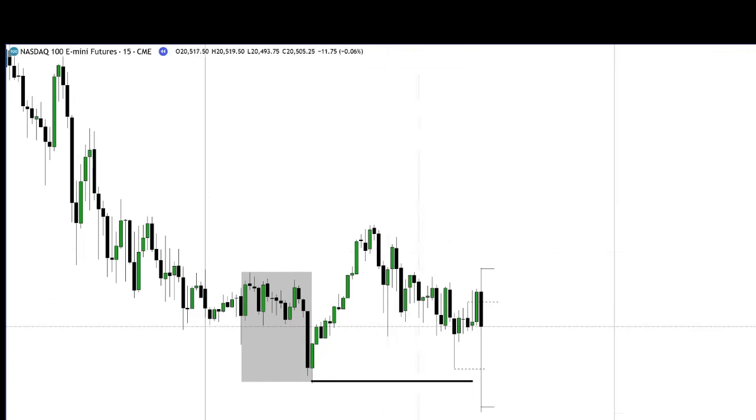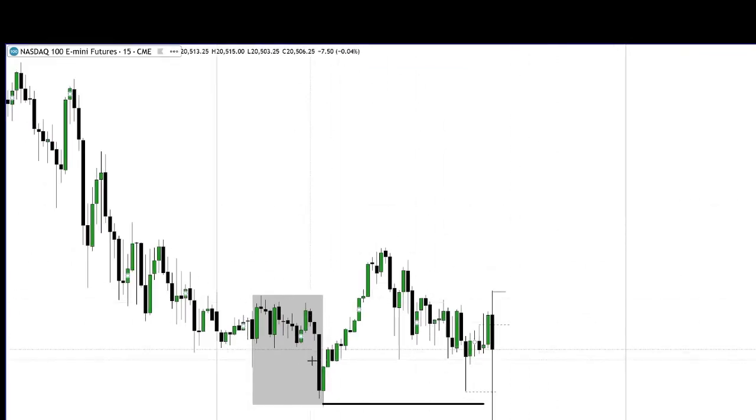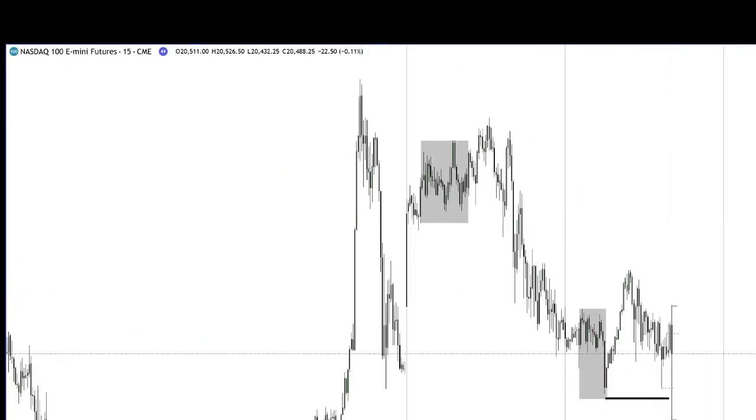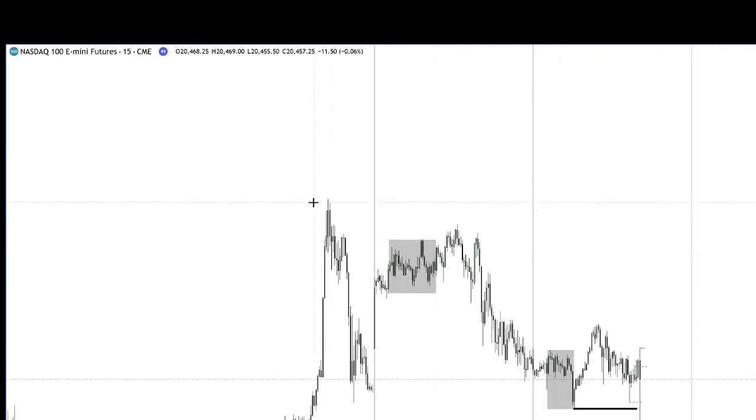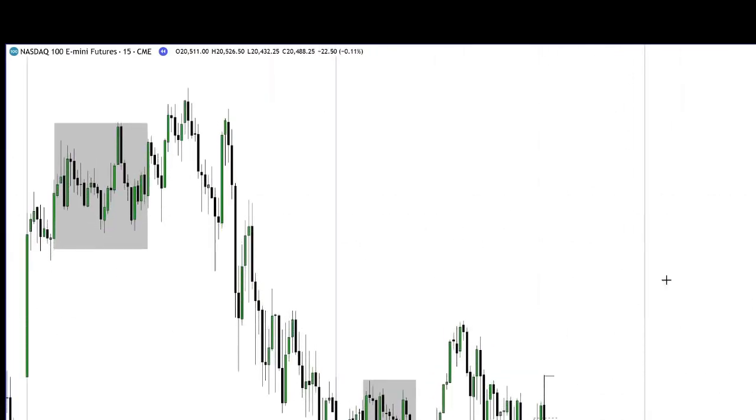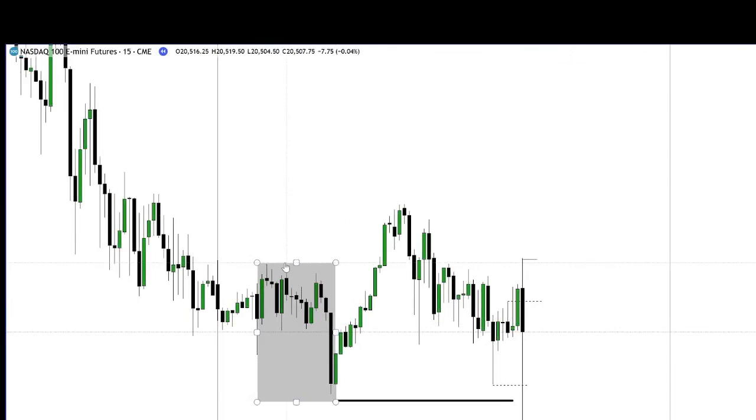CRT model, forming at a key time, obviously the 9 a.m. candle. Forming in correlation with the Asia range. This is using market structure. We are at a range low, targeting a range high, market structure, profiling the market. And using the Asia range will help you determine the daily bias and narrative.